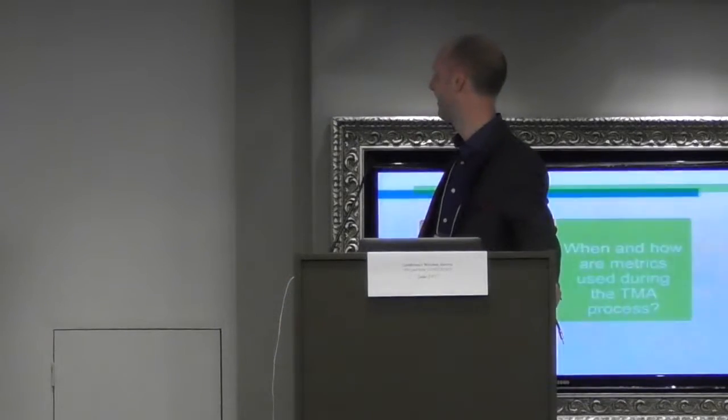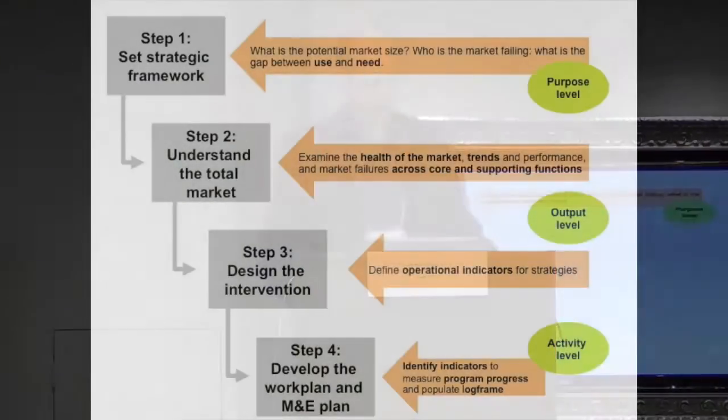So, out of the 4 steps, how many steps do you think involve some sort of measurement or metrics component? Genevieve, Kelly? 4 out of 4. Yeah, there's a role for evidence teams and metrics at all 4 steps of the TMA process. So we start with step 1, setting the strategic framework.